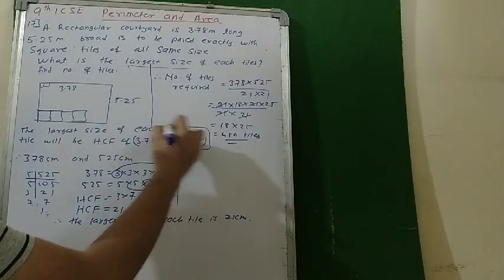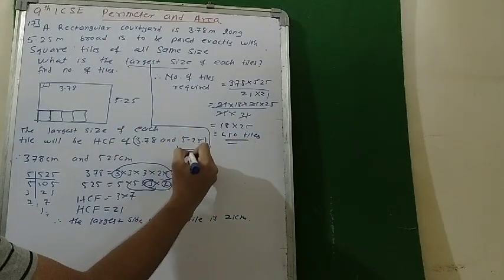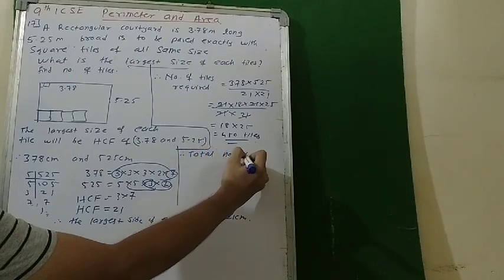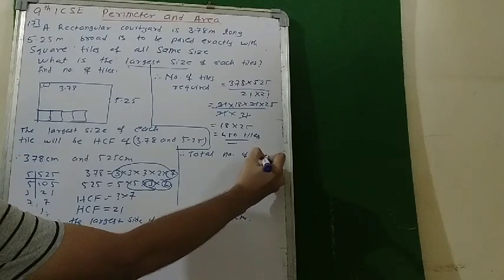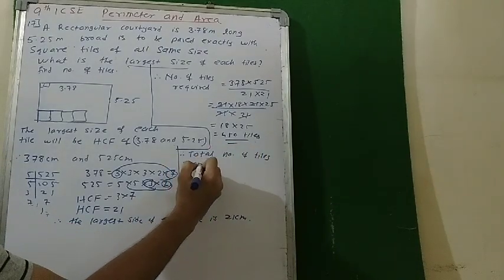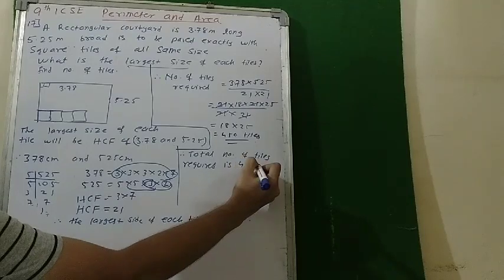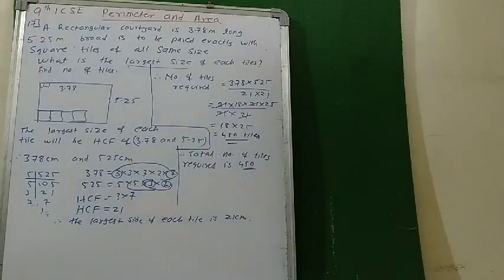So we can write the final statement. The total number of tiles required is 450.